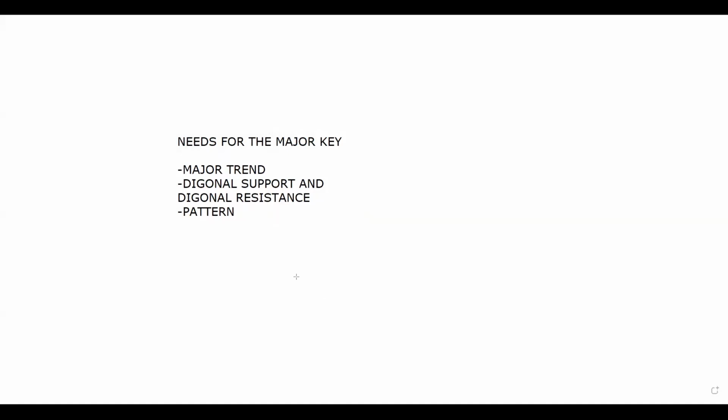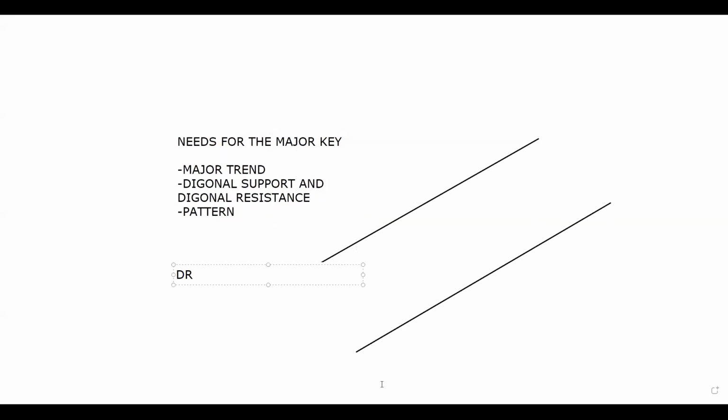So let's say this is your major, guys. It's a simple thing. It's a major. So this point, we'll say it's our diagonal support. So we're gonna mention everything that we mentioned there. So we're gonna say this one, it's a diagonal resistance. So we're gonna say DR, and then we're gonna say this one, it's our diagonal support. So it will be our DS.